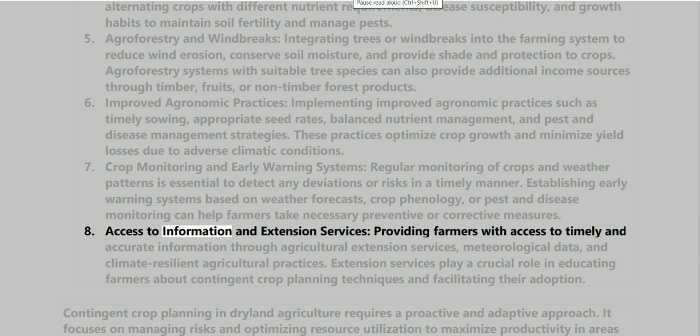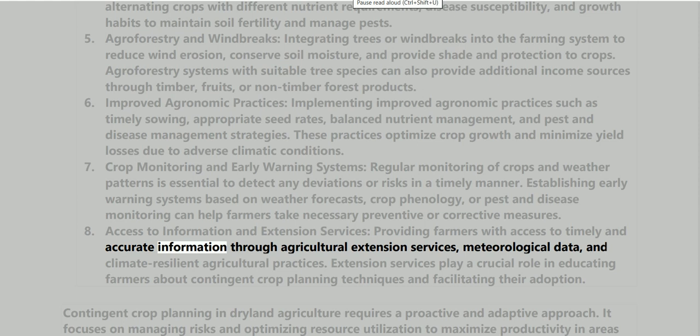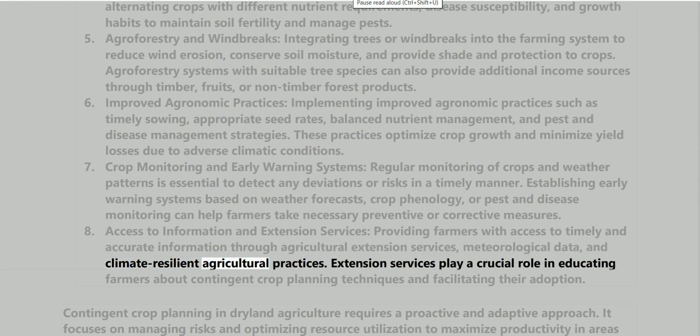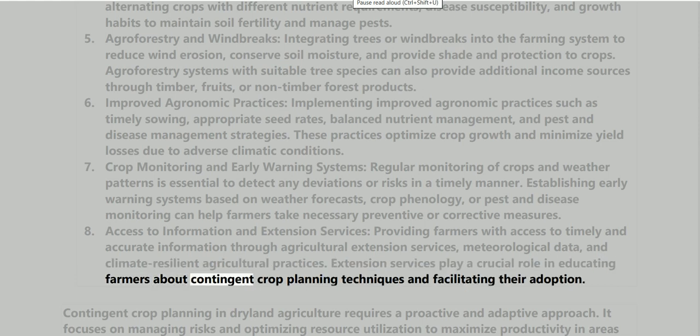8. Access to information and extension services, providing farmers with access to timely and accurate information through agricultural extension services, meteorological data, and climate-resilient agricultural practices. Extension services play a crucial role in educating farmers about contingent crop planning techniques and facilitating their adoption.